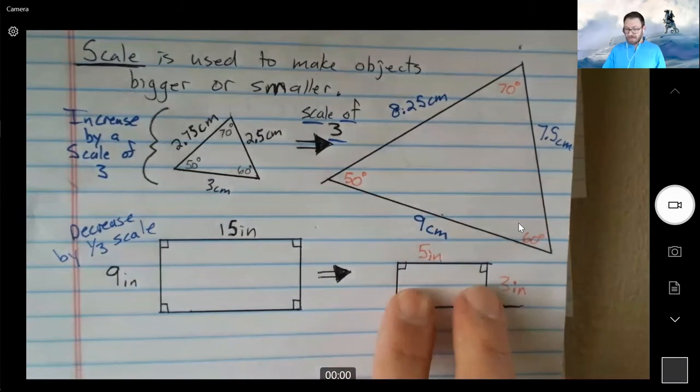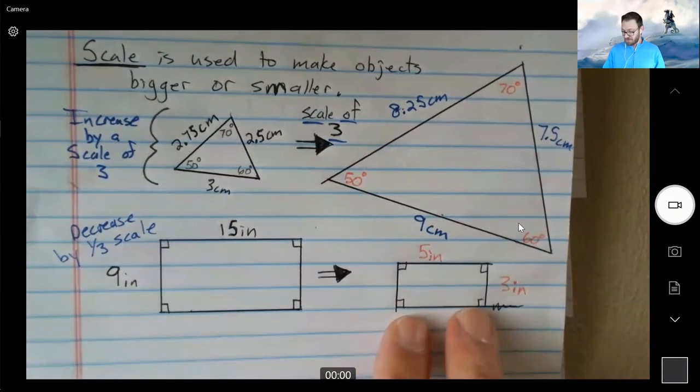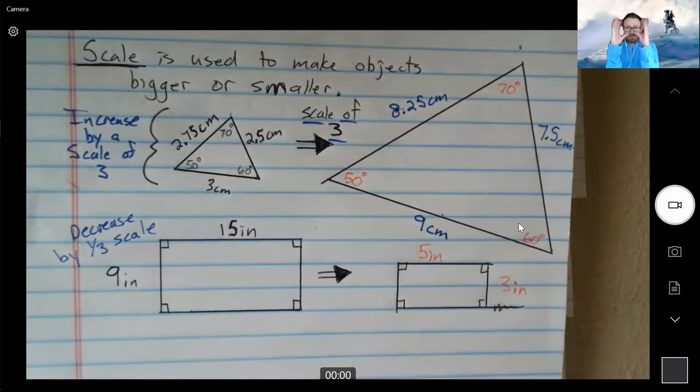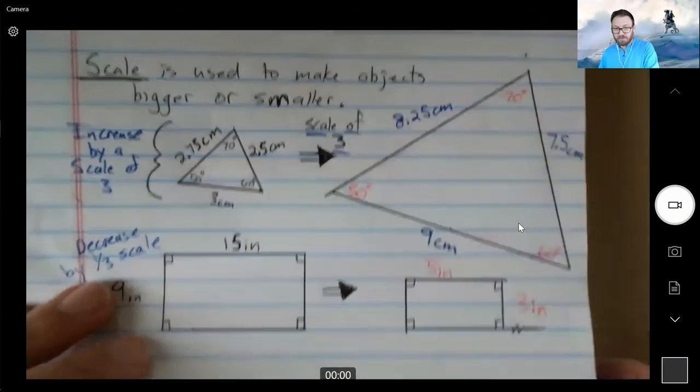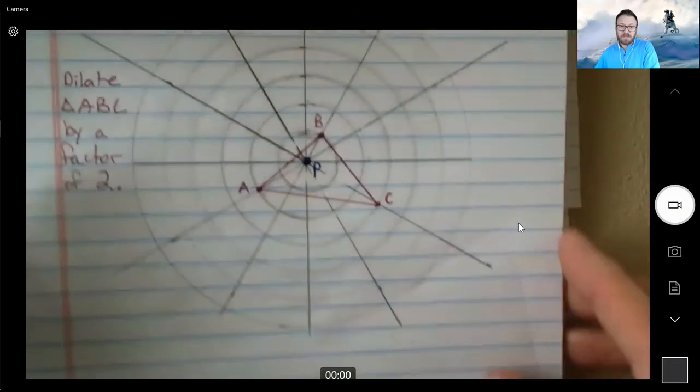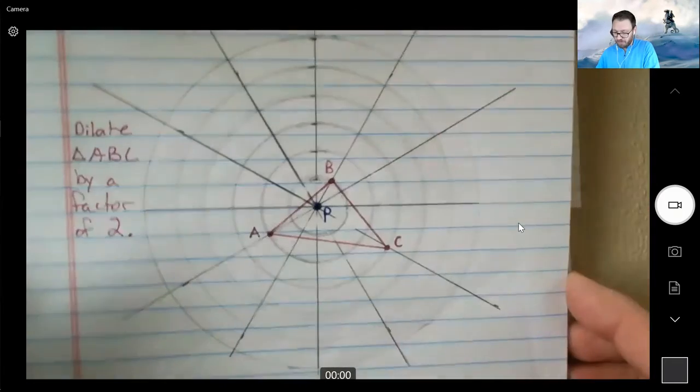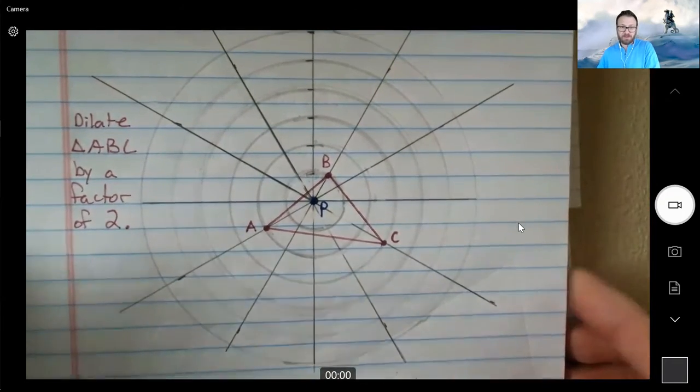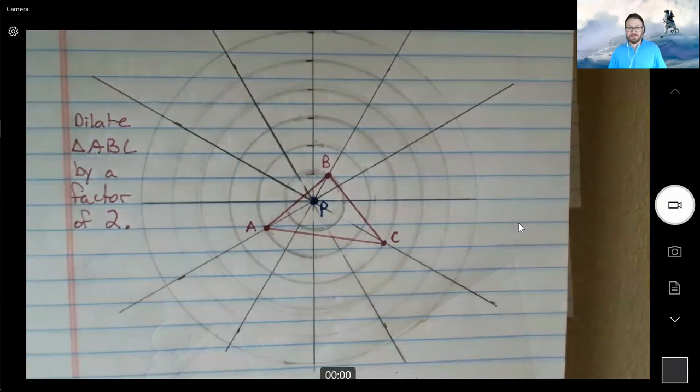Now, again, the angles would be the same, right? We can't make those 1/3 of 90. I mean, then it's no longer going to be a rectangle. The rectangle has to keep the angles, right? All right, so I'm going to turn my page, and I'm going to show you this cool thing. This is called a circular grid. You see that? All right.